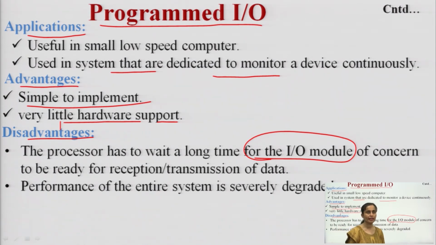It should be ready for the reception or transmission of data. That is done when the IO module is ready, and the IO module speed is very slow. That is the reason the processor also becomes very slow, and we don't want that. So, that is the drawback of this method. Then the performance of the entire system gets degraded.